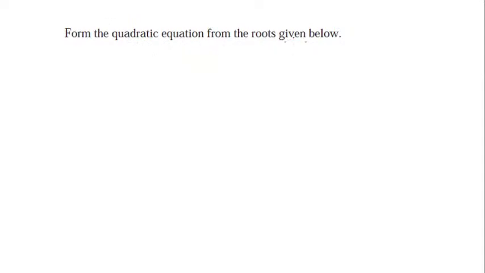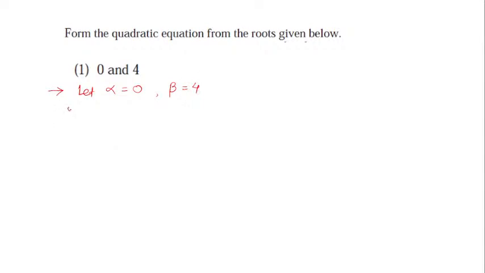So two roots of a quadratic equation are given, and from this we have to find the quadratic equation. The roots are 0 and 4. First of all, let us name these two. Let the first root alpha be equal to 0 and the second root beta be equal to 4. So these are the two roots of the quadratic equation.